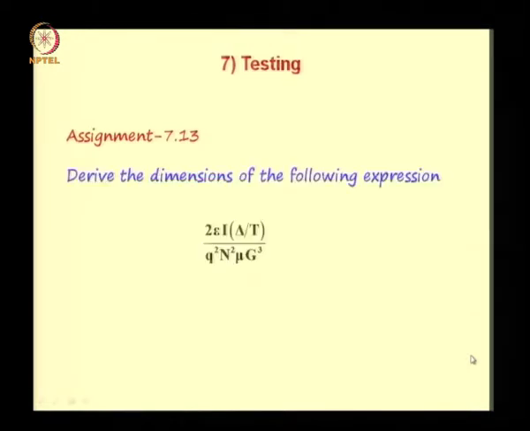An assignment: derive the dimensions of the following expression. So here I stands for current, epsilon stands for permittivity, delta and T are geometrical dimensions. So these dimensions correspond to the spreading resistance example that we have chosen to illustrate various steps of the model. Similarly, G also corresponds to a geometrical dimension of the spreading resistance. Mu is mobility, N is the doping, and Q is the physical constant, namely the electronic charge.